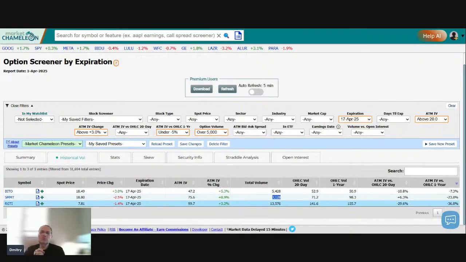So I think I'm going to stop there, because we did do a couple different screens where I think people have an idea of how to use this, at least this particular tab.